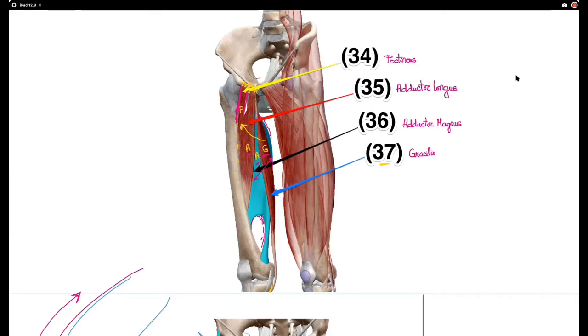Pectineus, adductor longus, and magnus are traveling in front of the hip joint, so they help with the flexion of the thigh at the hip.